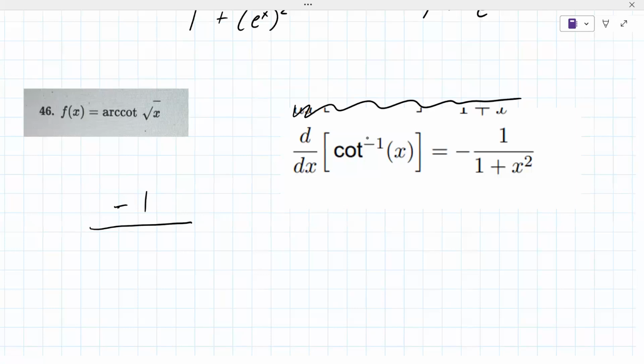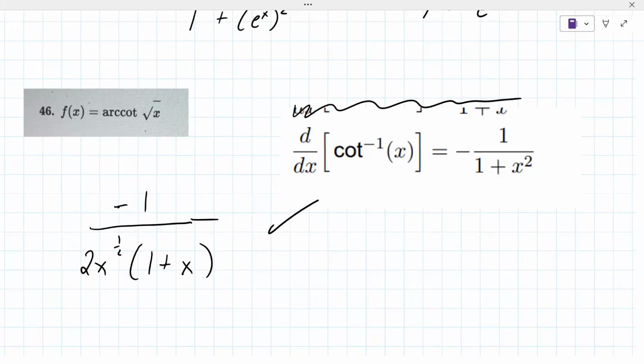1/2x to the power of half times 1 plus x in parentheses. Like that? Yep, that is correct. Good. Okay, all right, so we can move past these into product, quotient rule.